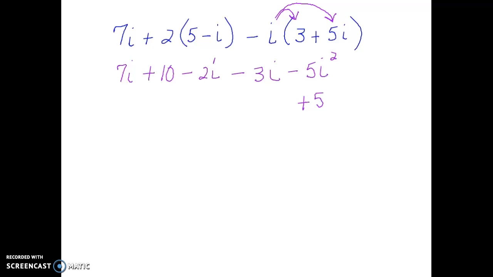Now I'm going to combine my like terms. I'm going to start off with my constants. Those are my only two constants. I can combine those. And then next I'm going to look at my imaginary numbers. I have a 7i combined with a minus 2i, minus 3i, so my final simplified answer would be 15 plus 2i.